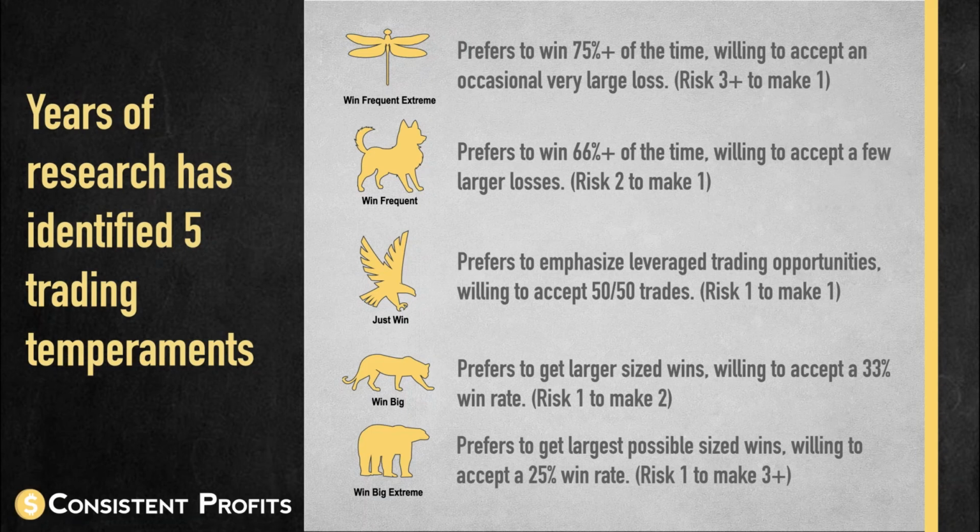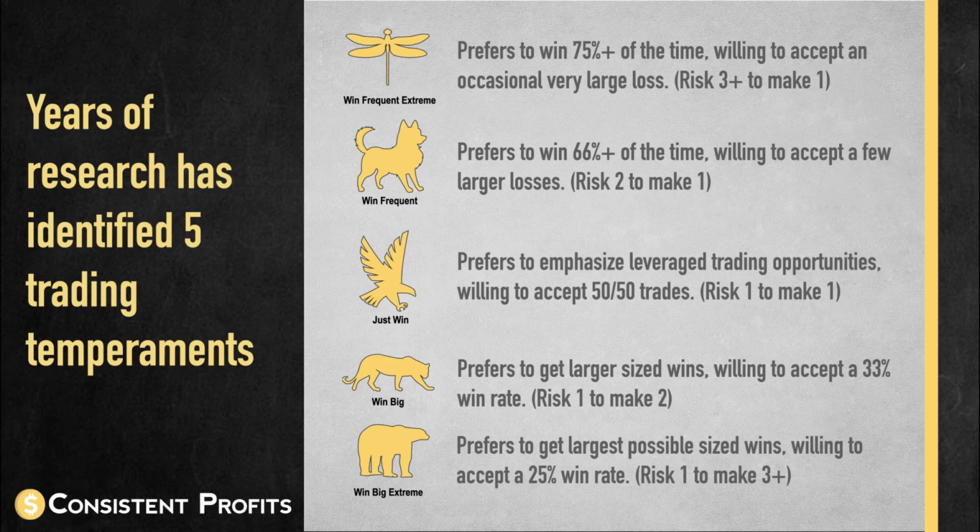Win big style traders, they're more like jaguars. They go on hunts after big game. As a consequence, they only win about 1/3 of their hunts, right? They only win about 1/3 of their trades. That's about what the jaguars do. They want larger sized gains compared to their losses. They're willing to have more losses than gains. And the way they structure their trades, they're risking 1 to make 2.